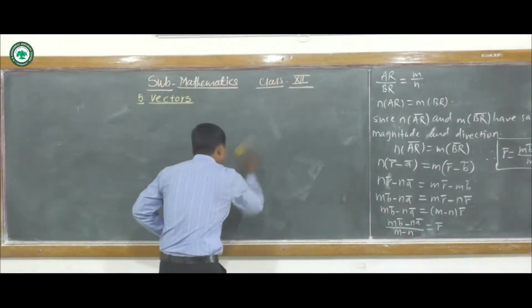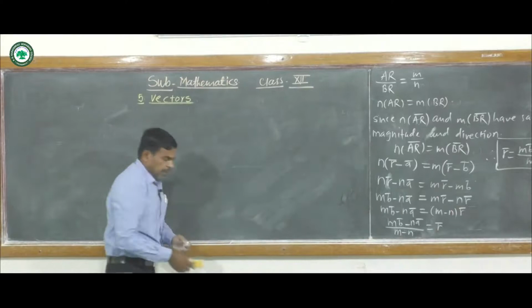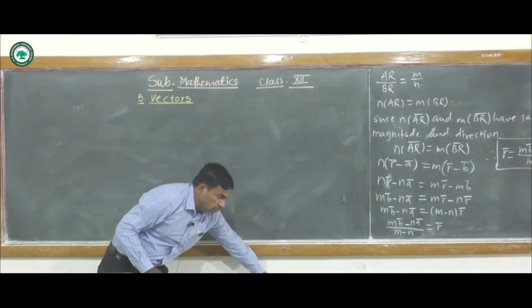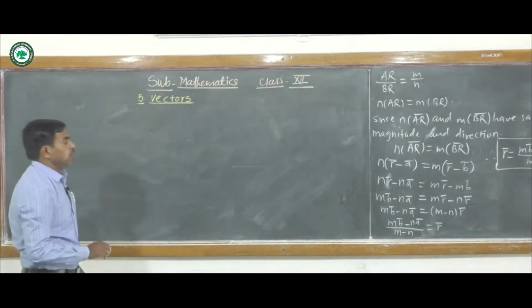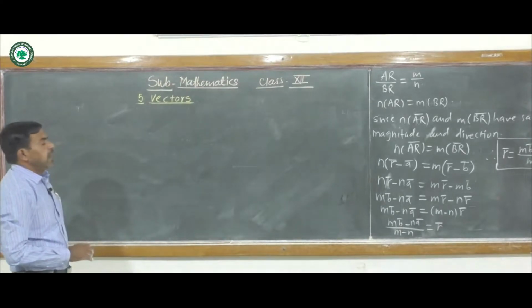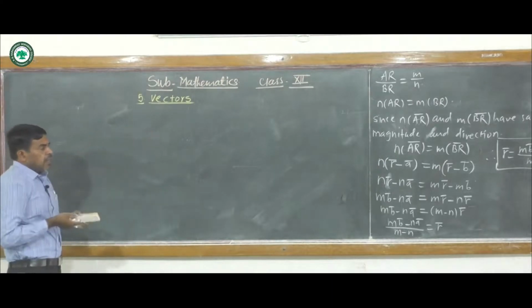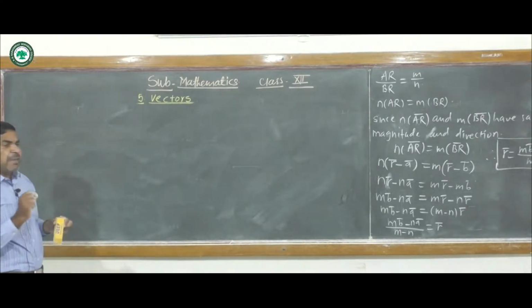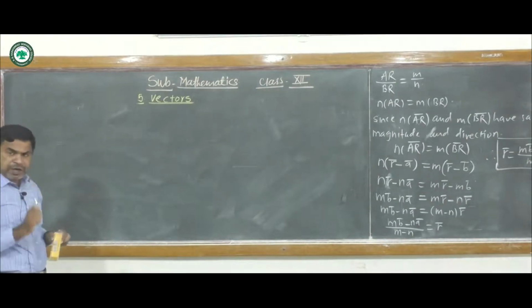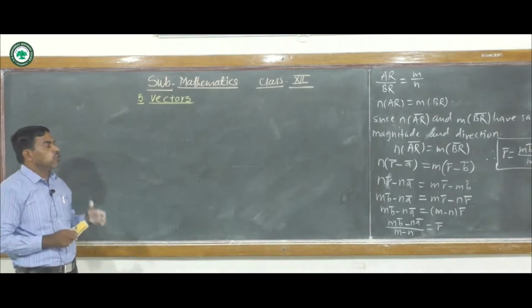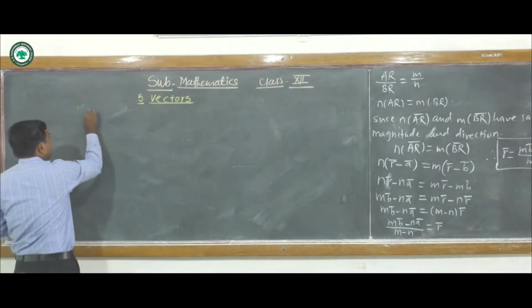In some problems, it is asked to find out the ratio in which the given point divides the segment. At that time, we have to find out m as to n, and to get m as to n, it is convenient to take the ratio as k as to 1. So this is the first remark, first note.